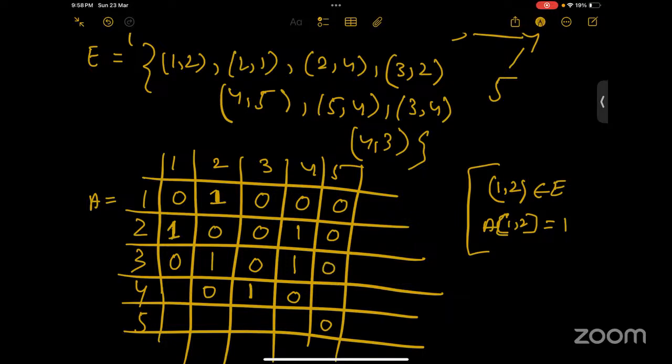4, 1. No, 4, 1 is not there. 5, 1 is not there. 5, 2 is also 0. 5, 3 is also 0, but 5, 4 is there, right? 4, 5 is also there, right? Okay. So this is the corresponding adjacency matrix of this graph.